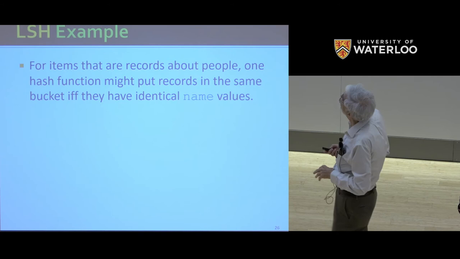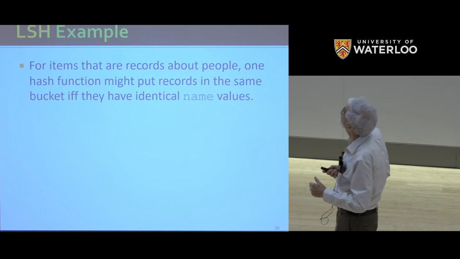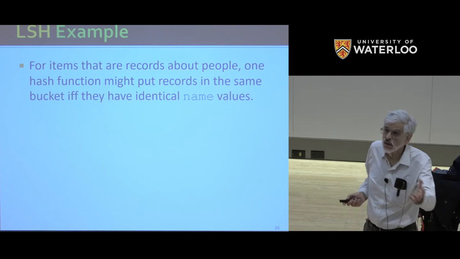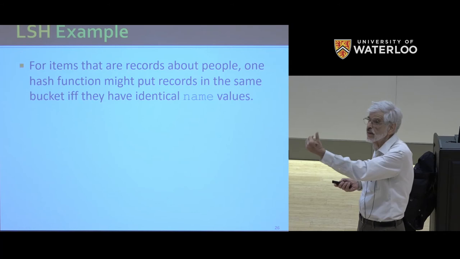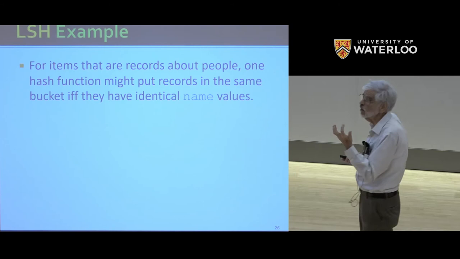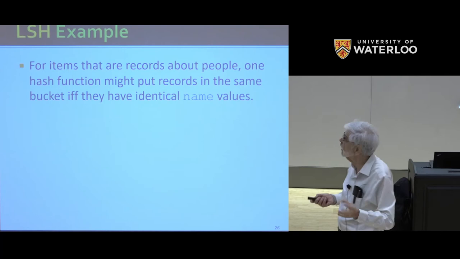Okay, so for example, in the entity resolution situation, we might say, well, all the records are going to have a name. So one hash function will be the exact value of the name. So if two records have the same name, then we're going to at least inspect them and decide whether they represent the same person. Again, obviously they might not. There are people who are completely different and yet have the same name.